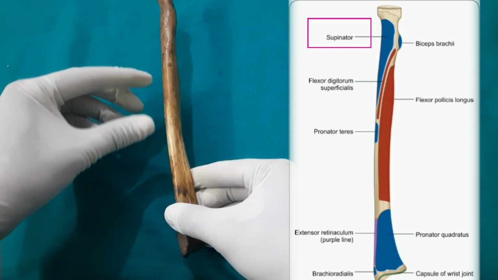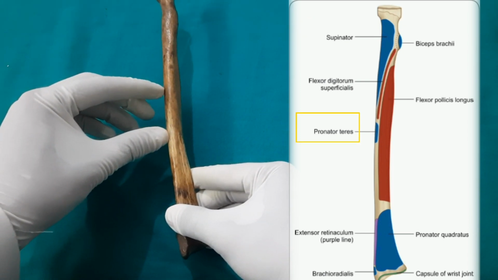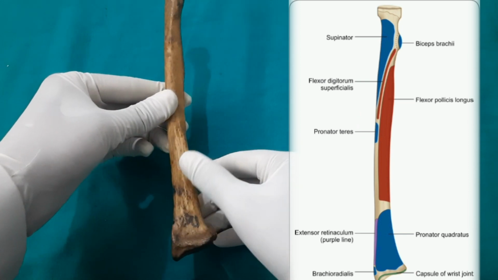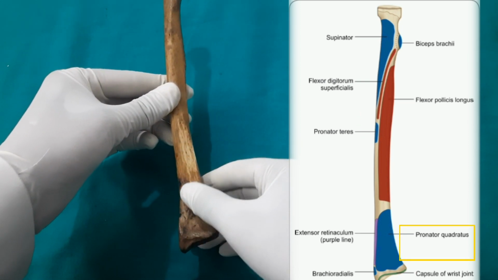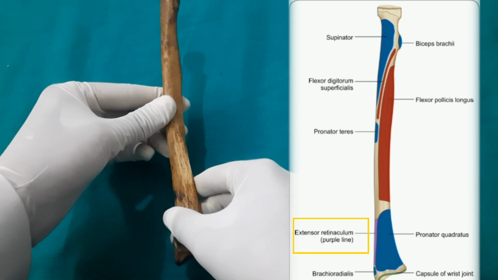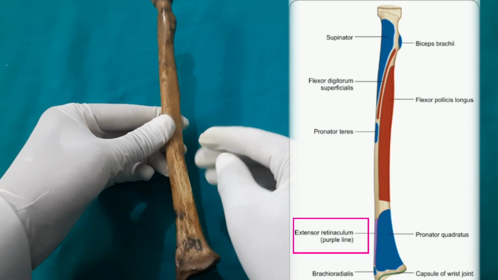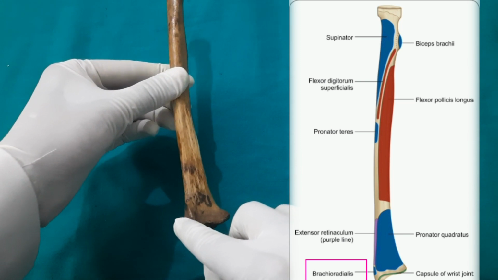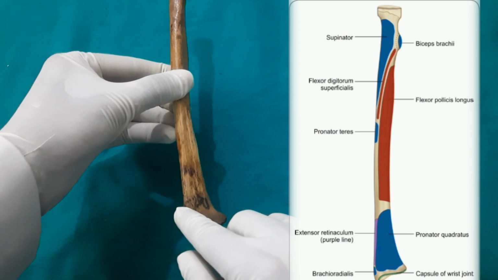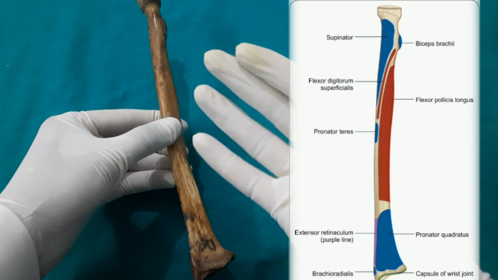And in the middle portion of the maximum convexity of the lateral surface, we have the insertion of pronator teres, and in the lower or distal end, we have the attachment of pronator quadratus, with the lateral attachment of the extensor retinaculum as well. So these are 4 attachments, and there is a 5th insertion of another muscle called brachioradialis above the styloid process. So this is about the insertions.